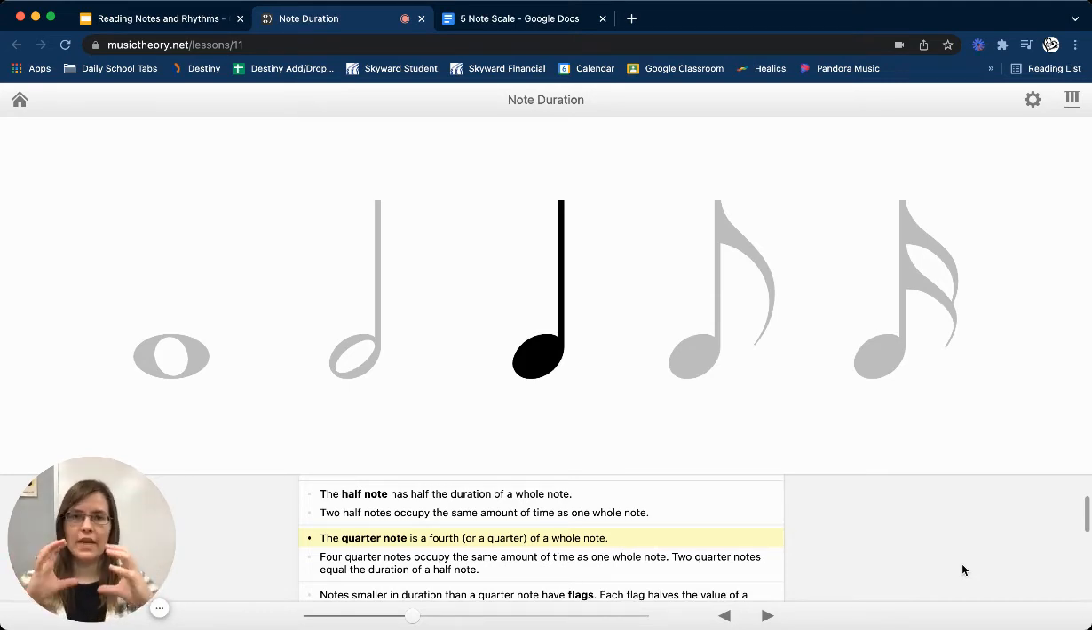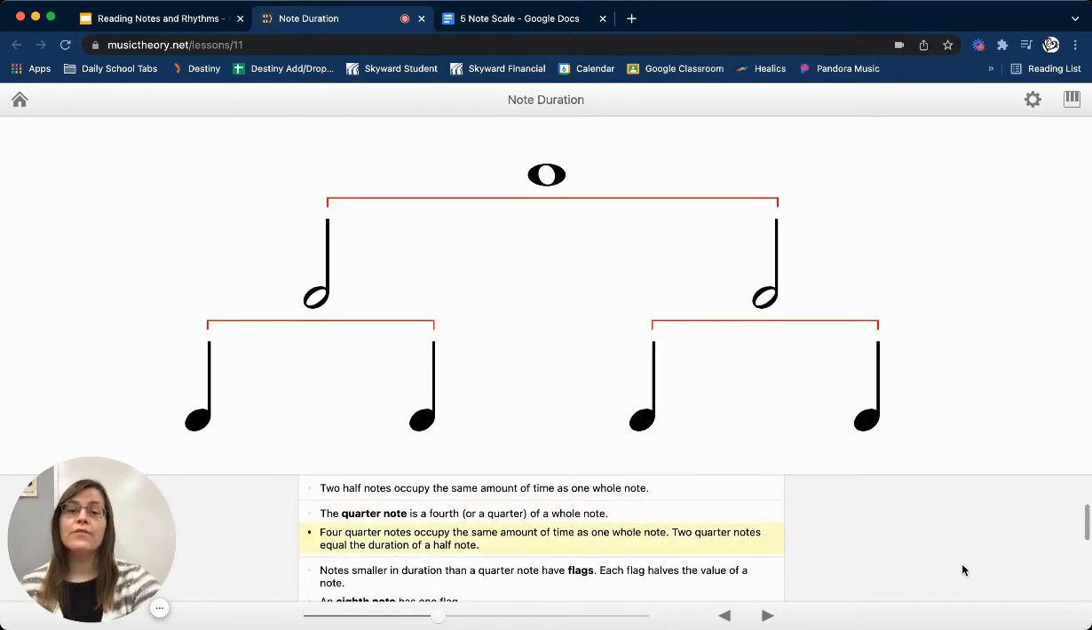Think of an apple. An apple is a whole. You cut it in half, you now have 2 halves. You cut that again, and now you have 4 quarters. 4 quarter notes take up the same amount of time as 1 whole note. 2 quarter notes is the same as 1 half note.